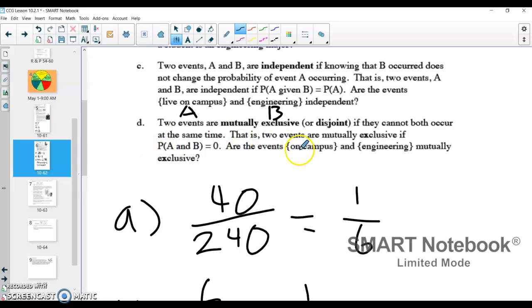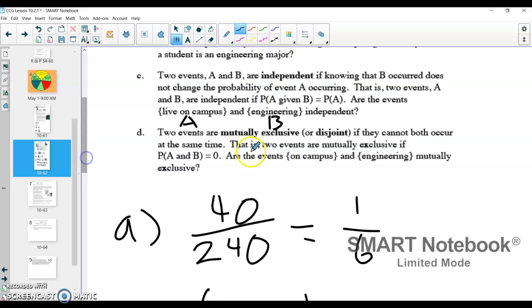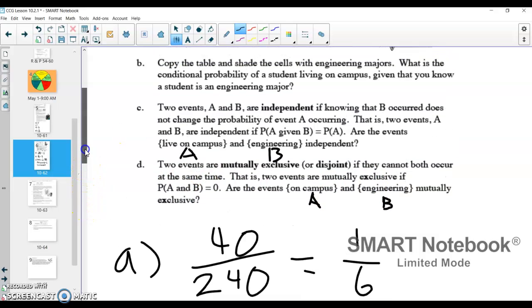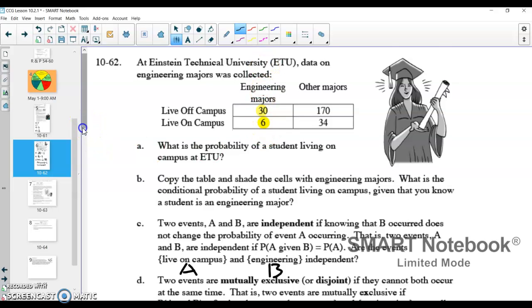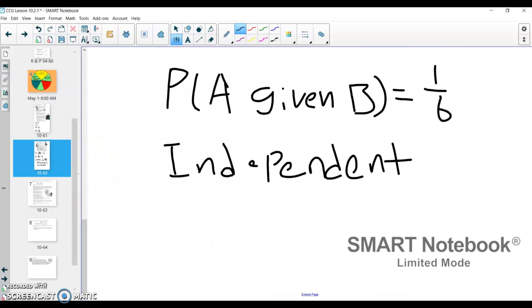So we're going to look at the events on campus and engineering to see if they could be mutually exclusive. On campus would be our A, and engineering would be our B. And so we're going to see if the probability of A and B occurring equals 0. If you live on campus and you're an engineering major, there are 6 people who live on campus and are engineering majors out of that 240 people.